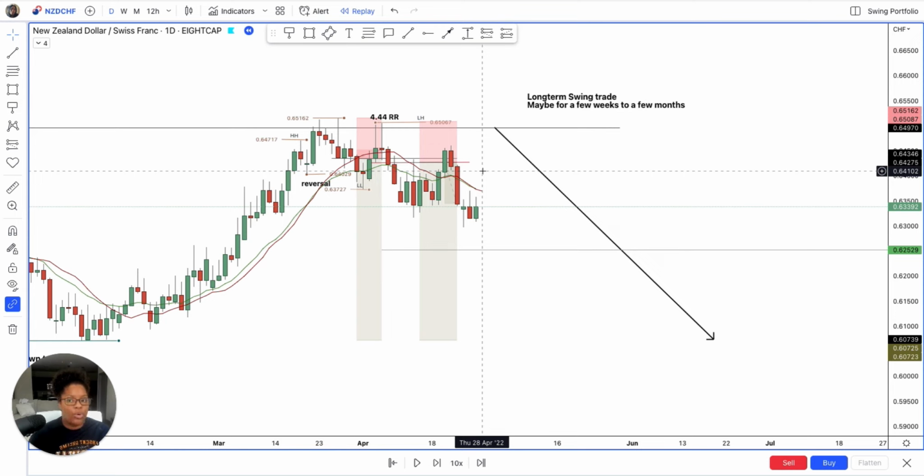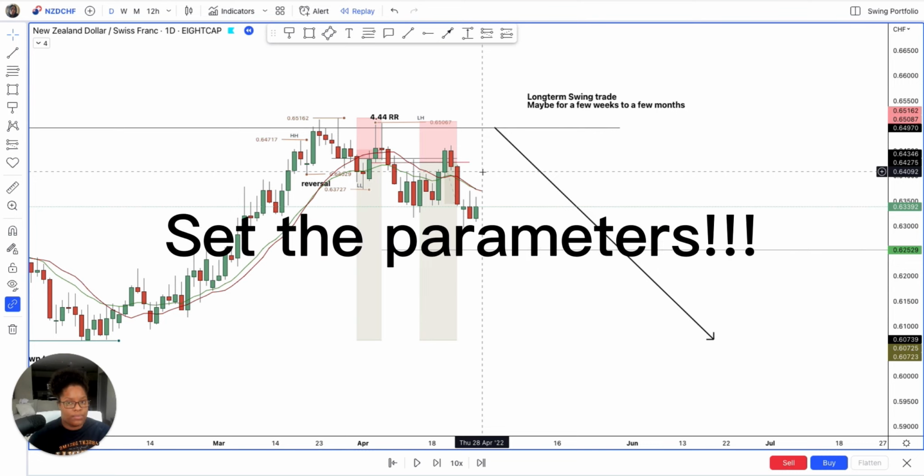And the only way I'm going to is to create rules that say, hold the trade, hold the trade, hold the trade, set the parameters. That's it. Trade the parameters.